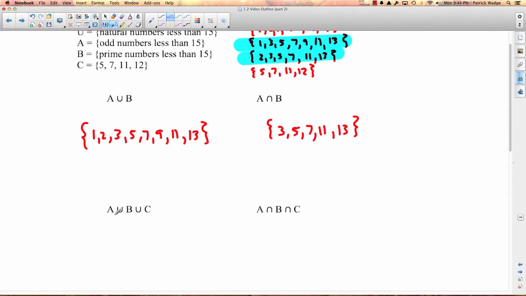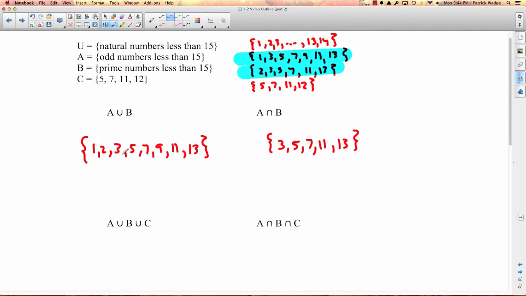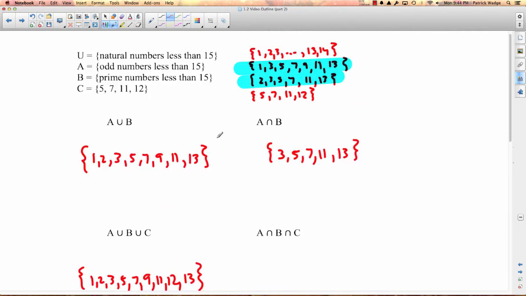Alright, we're going to do the union of A, B, and C. So in other words, any number that shows up in any of these three sets, you're going to write down. So it's going to be exactly the same thing as this, because that's the union of A and B, but we're also including C. So are there any other numbers that show up in C? Well, we already have a 5, we already have a 7, we already have an 11, but we don't have a 12. So it's going to be exactly the same as what we did up here, but now we're going to also include a 12. So kind of lousy to have to write all this, but 11, 12, 13. There you go. That is the union of all three sets.